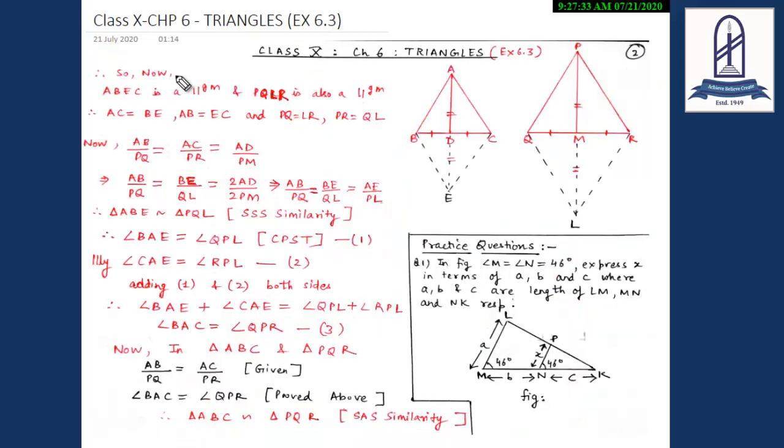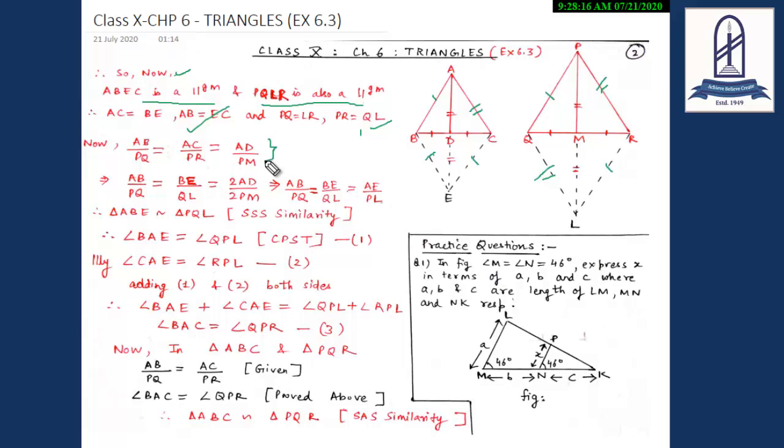So now since we have proved that ABEC is a parallelogram and also PQLR is a parallelogram, if ABEC is a parallelogram, therefore opposite sides are parallel. And if they are parallel, then they are also equal. So from here, we can say that AC is equal to BE and AB is equal to EC. And similarly, in PQLR, in this parallelogram, side PQ is equal to LR and side PR is equal to QL.